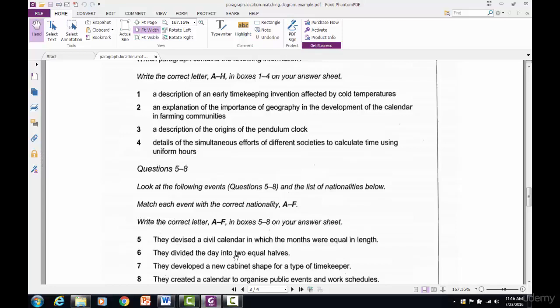So if you're doing the whole course, the next thing we're going to be addressing after this is the paragraph location question, and we're going to be coming back to this actual reading passage to do it. So it should be able to make a lot more sense to you then also.